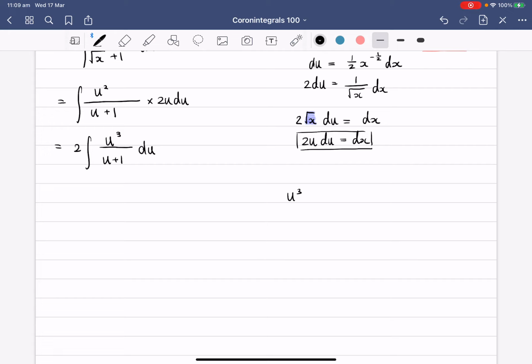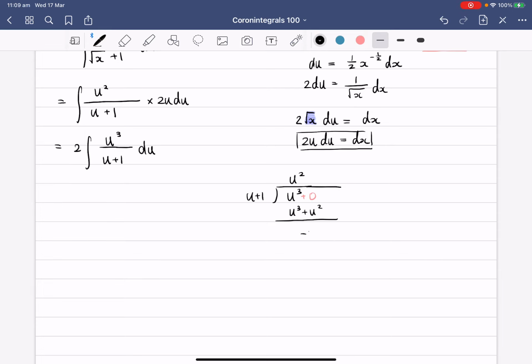So we've got u to the power 3, and I'm going to divide this one by u plus 1. Okay, so the first one we're going to get is u squared. So we've got u to the power 3 plus u squared. Okay, now remember they're all just empty, which is just 0.